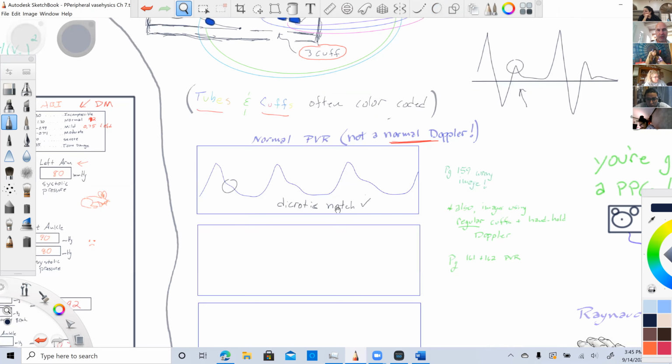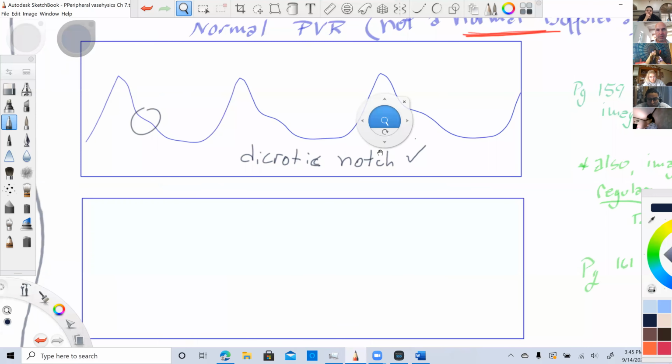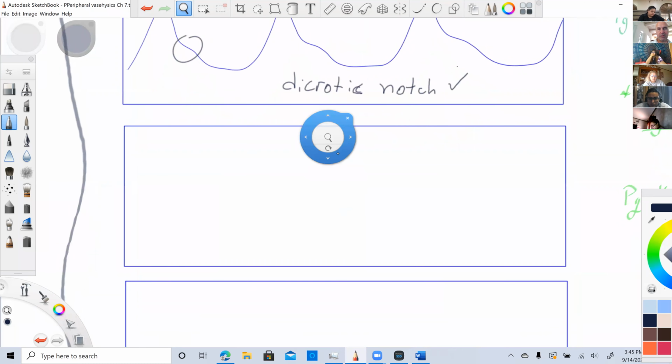Read my little notes there. Let's just draw a couple more. So this one, once again, is good. Remember, this is just a pressure wave coming from the cuff itself. Let's see. I'll use that functionality here to help me.